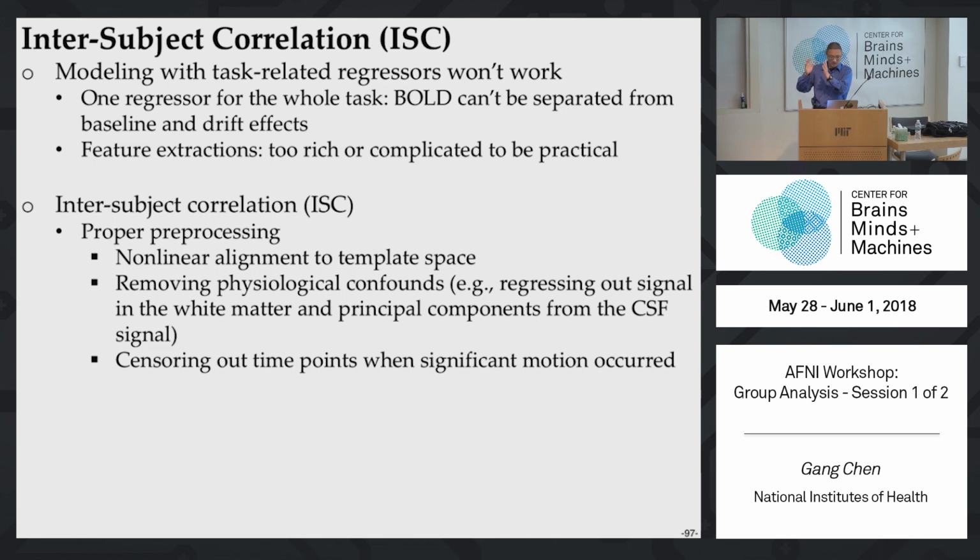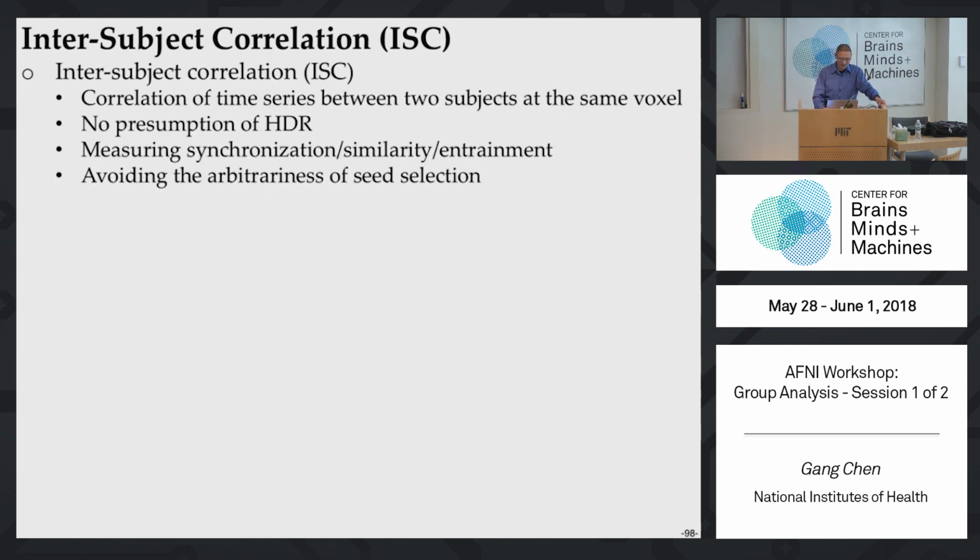Suppose you have 5 subjects, A, B, C, D, E. Then you calculate the correlation between subject A and B, A and C, A and D, A and E, and so on. With 5 subjects, you end up with 10 combinations, 10 possibilities. That's why it's called inter-subject correlation. Then what are you going to do at the group level? That's the question, and that's the challenge as well. That's what I'm going to talk about.